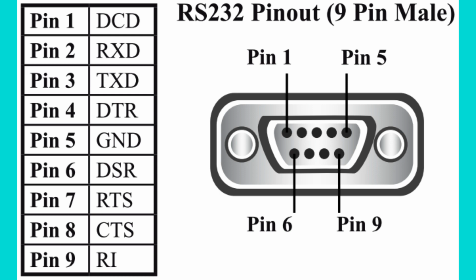This figure shows the standard pinout of male DB9 connector used for RS-232 interfacing. For a male connector, pin 2 is RxD, pin 3 is TxD, and we can understand that for female connector, pin 2 is TxD, pin 3 is RxD.